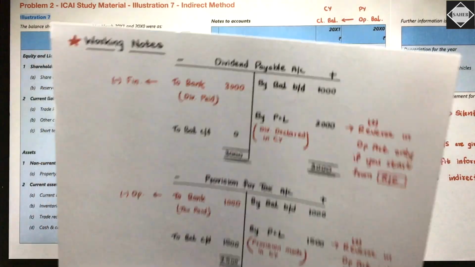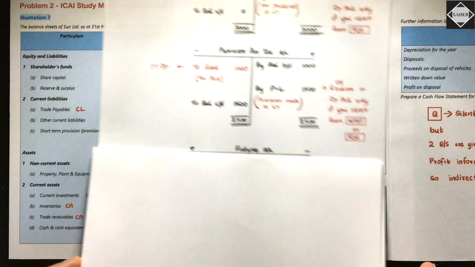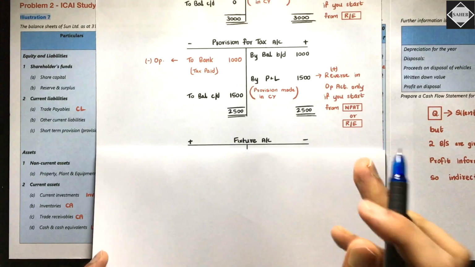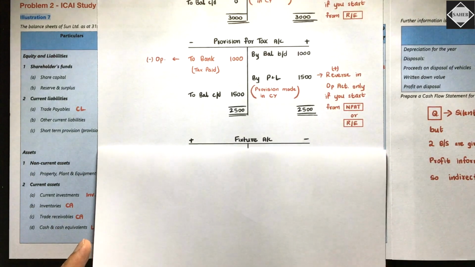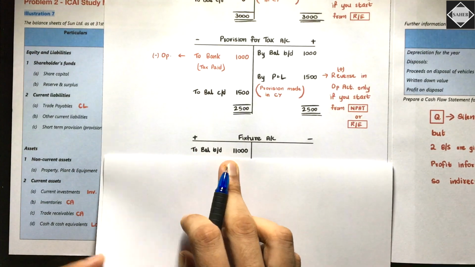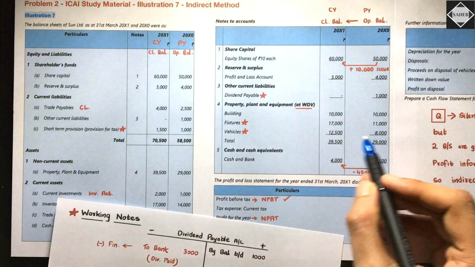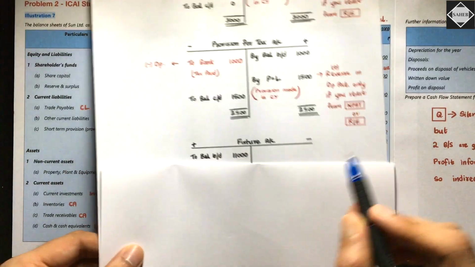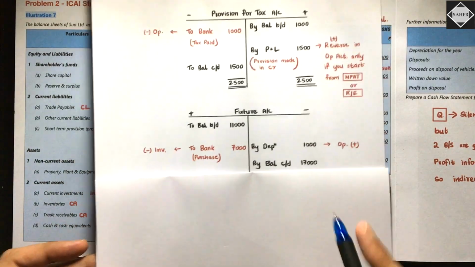So fixtures account, fixture is an asset, right? So it has a debit balance. Debit means plus, credit means minus. Opening balance on the debit side, closing balance on the credit side, right? See, opening balance on the debit side, to balance b/d. How much? See here, fixtures, opening balance was 11,000, closing balance is 17,000. So 11,000 opening balance, closing balance is 17,000.